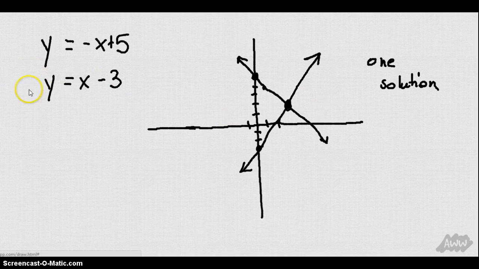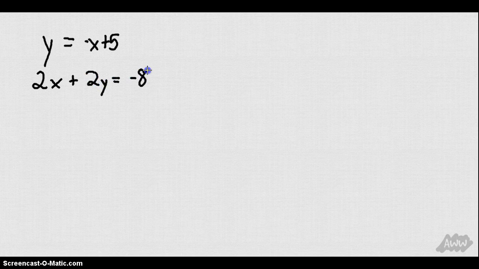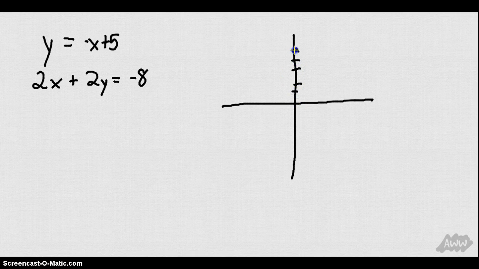Another example for that is y equals negative x plus 5 and 2x plus 2y equals negative 8. We'll go ahead and take a look at what they look like. Again, negative x plus 5 is going to have a y-intercept at 5. It's going to have a slope of negative 1. So down 1, over 1, something like that.